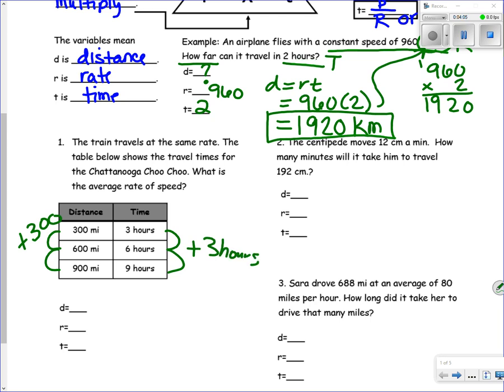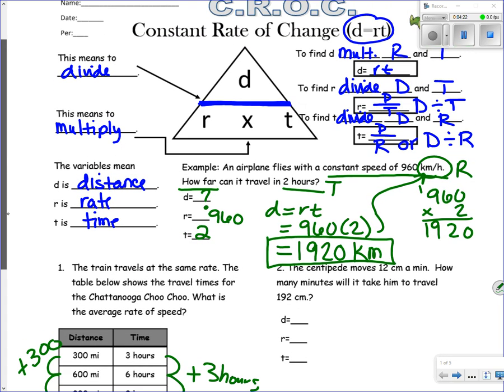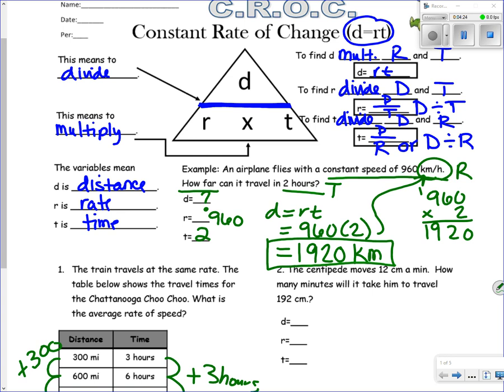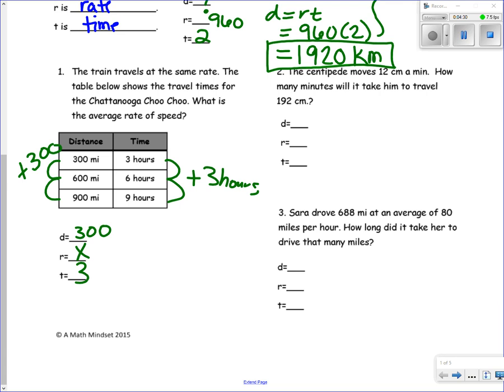So our distance is 300. And our time is 3. So we're trying to find rate. So let's go back up here, and I'm going to go ahead and start with D equals RT, just because that is what is on your formula chart. And we're going to plug in what we know. So we have distance is 300. We don't know what the rate is, and our time is 3.